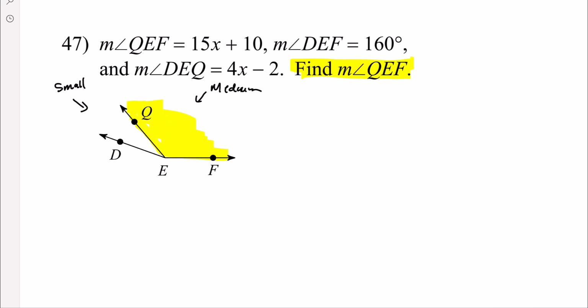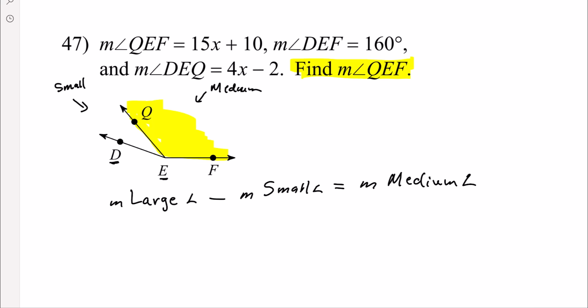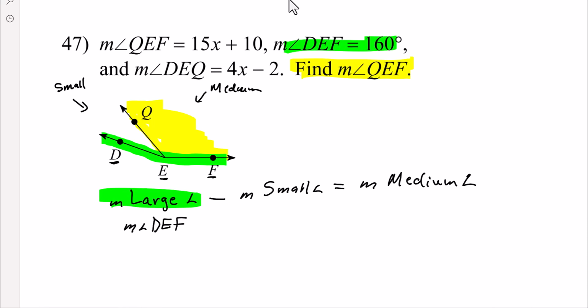angle. So what that means is the measure of the large angle, subtract the measure of the small angle will equal the measure of the medium angle. So let's see what we have. The large angle is angle DEF. So that's this angle right here. This entire angle right there is that large angle. So the measure of angle DEF is 160 degrees.